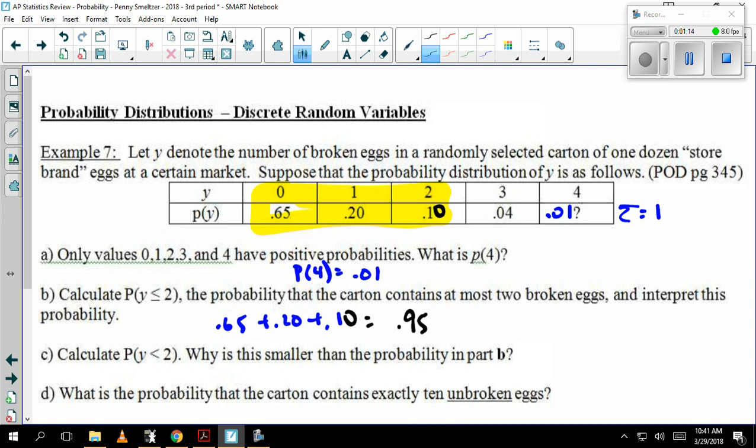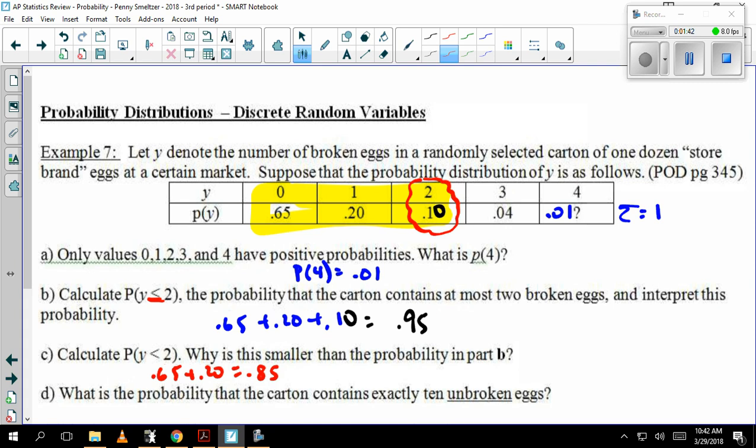Now it says, what's the probability y is less than 2? So now this one right here doesn't count because that's exactly equal to 2. So it's 0.65 plus 0.20, which is 0.85. And it wants you to wonder why that is different than what I got before. Or in particular, why is it that this equal sign matters?